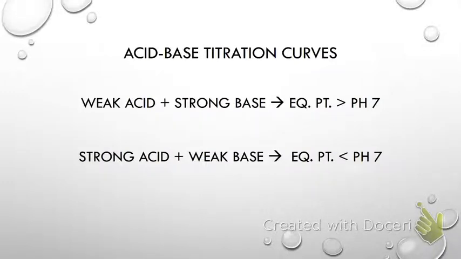If I'm doing a titration curve and it's strong-strong, then my equivalence point is 7. But if I'm not strong-strong, if I'm weak-strong, you're going to either be above an equivalence point of 7 or below, depending on which one is your strong.